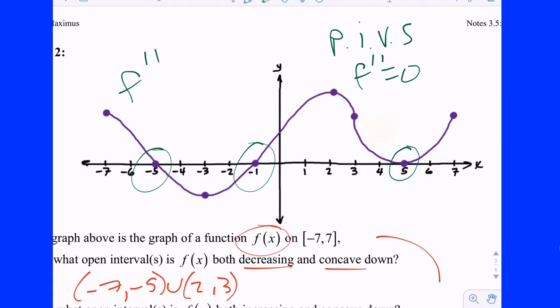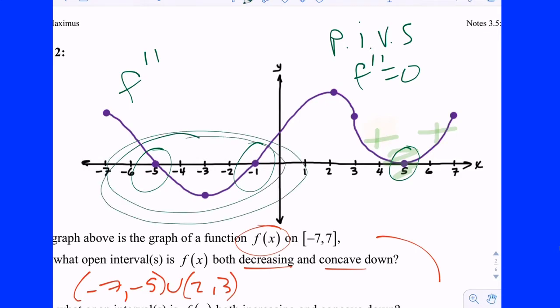But remember, like on the quiz, at 5, there's no sign change. It's positive on both sides. So the only actual inflection values are -5 and -1. That's where f double prime changes sign. Yes, that's where f double prime changes sign.